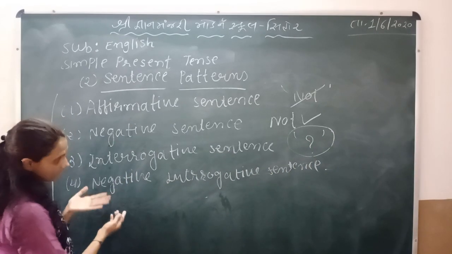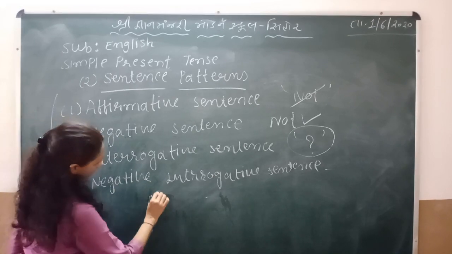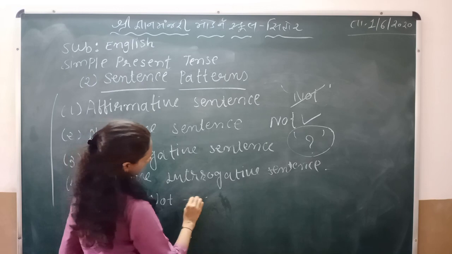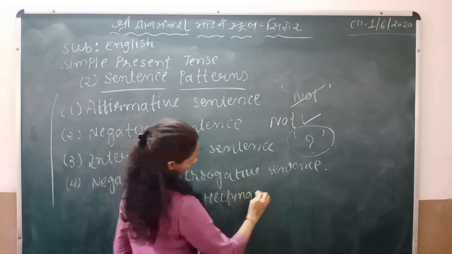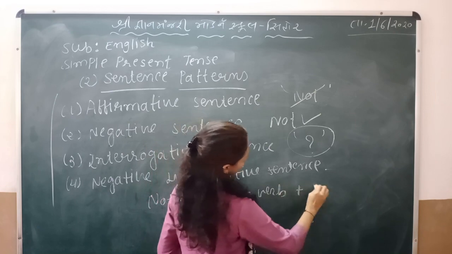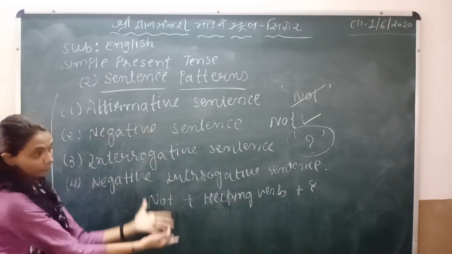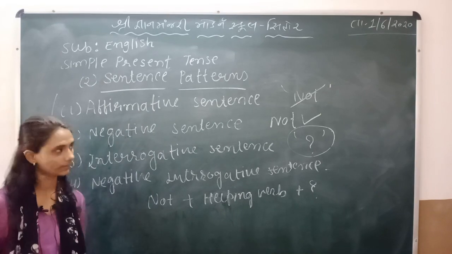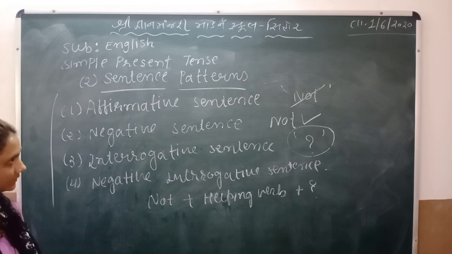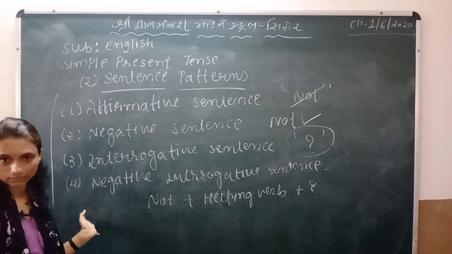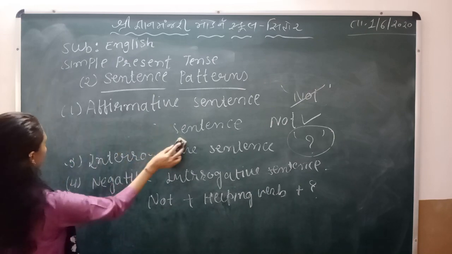And the last, negative interrogative. So in this kind of sentences, you will find not plus helping verb and question mark. So these are the 4 types of sentence pattern we'll deal with in the simple present tense. So let's see one by one. First we'll do affirmative sentence pattern.